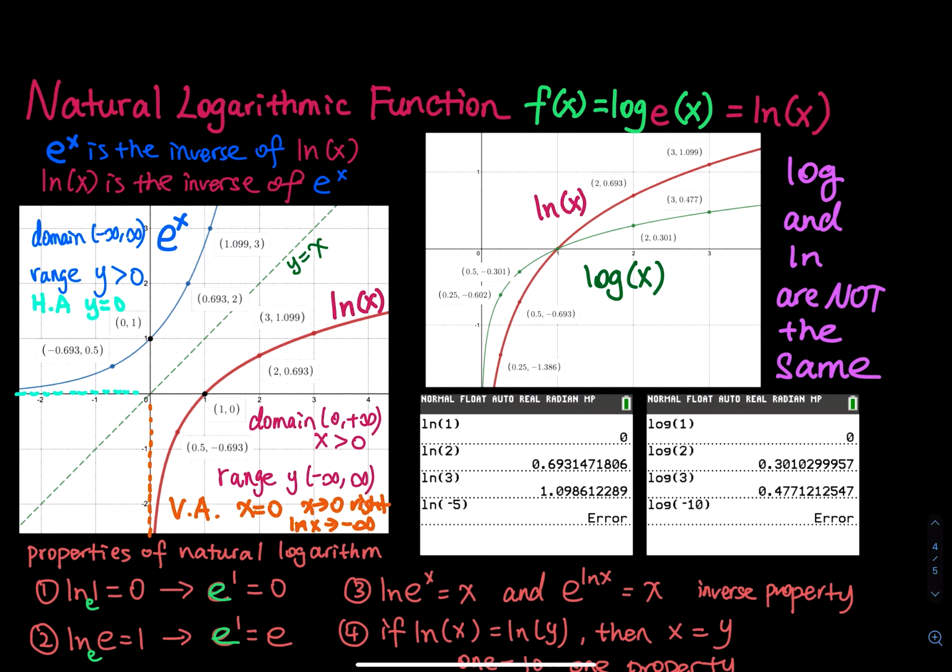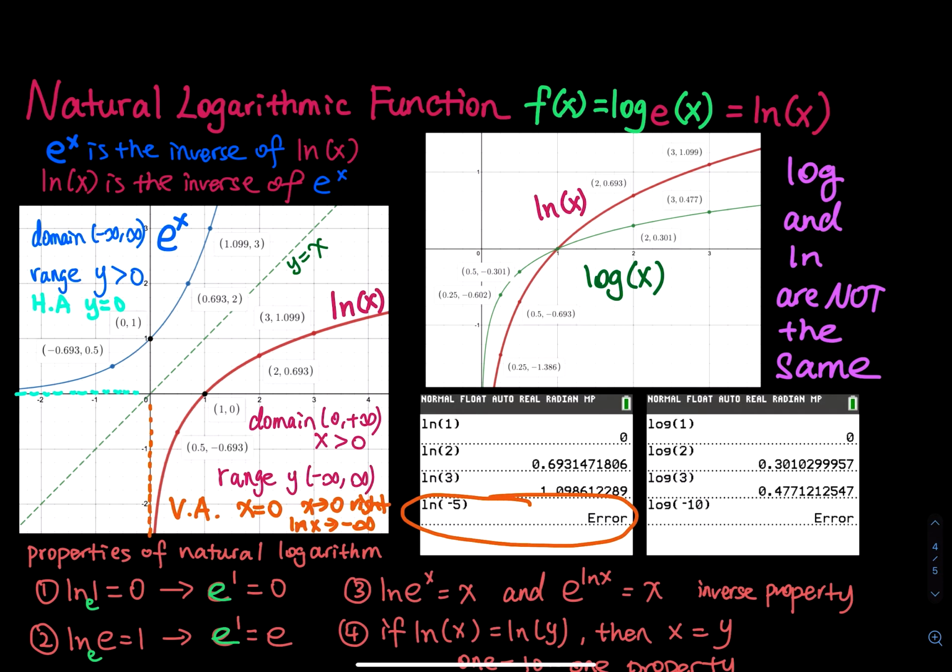So ln 1 and log of 1 both equal 0. ln 2 and log of 2 are not the same. One is 0.69 and the other one is 0.3. Log of 3, they are not the same at all. And then how about the last line? Log of negative 5. How come this is an error?